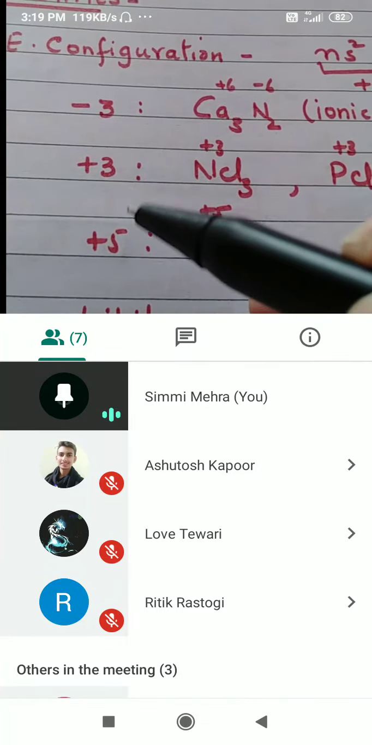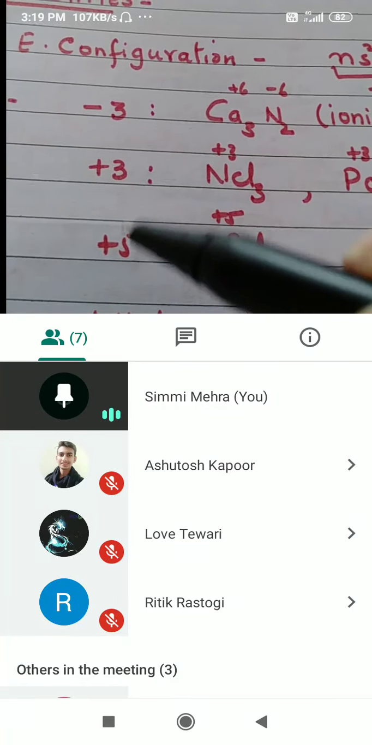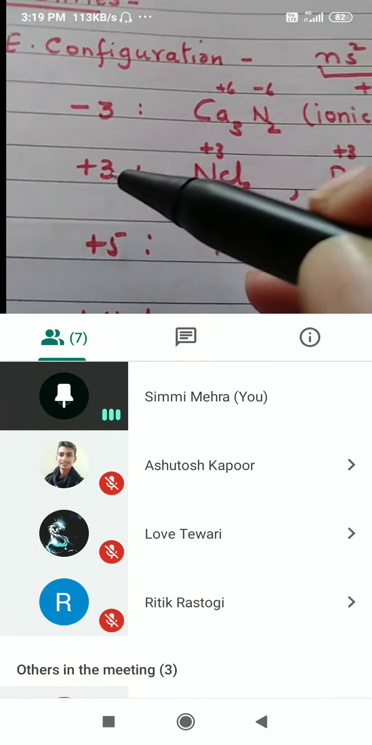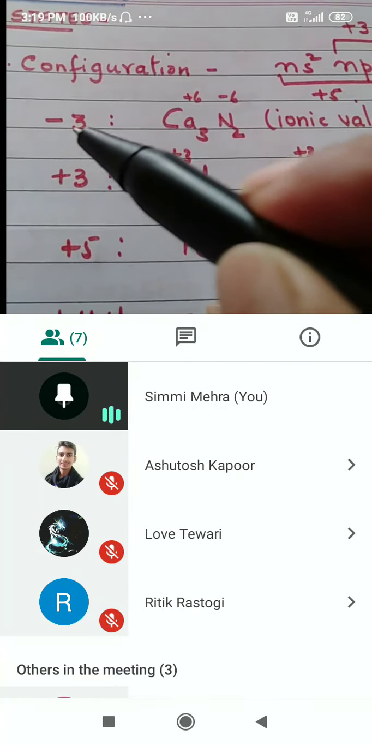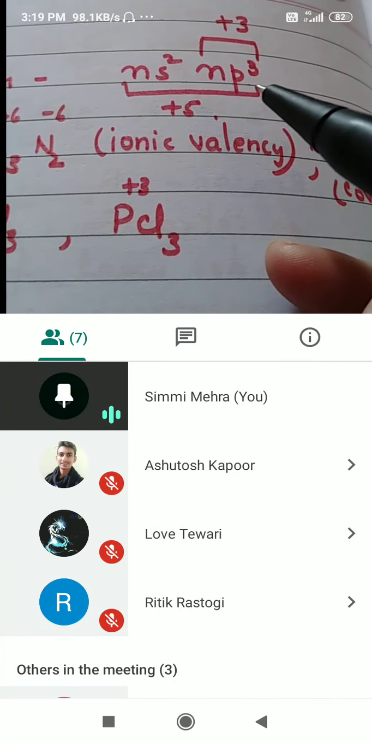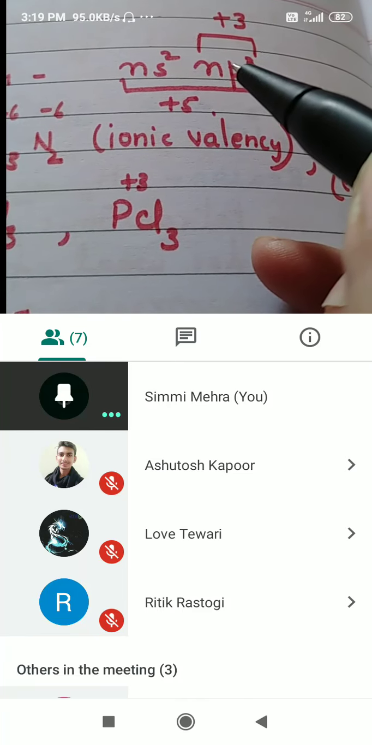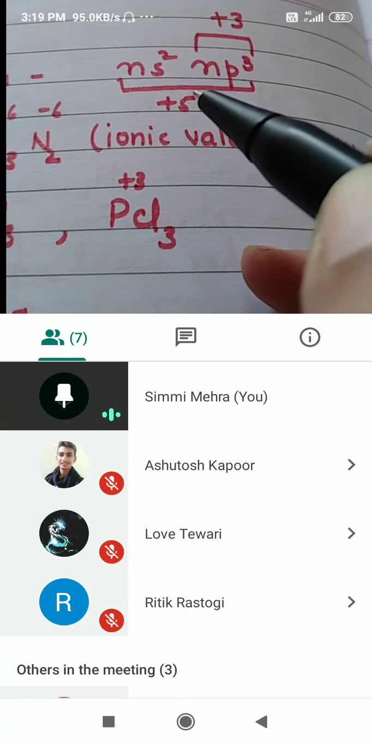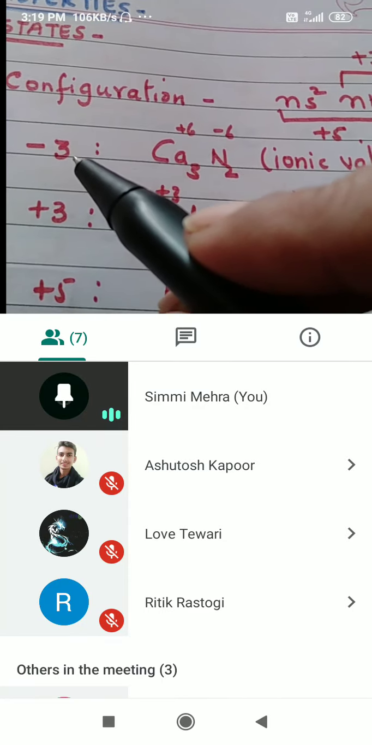These are the 3 oxidation states shown by group 15: -3, +3 and +5. +3 I have told you, +5 I have told you. When will it be -3? See here, 3 are unpaired electrons. If it accepts 3 electrons, it will have a complete octet. So if it accepts 3 electrons, the charge will be -3.